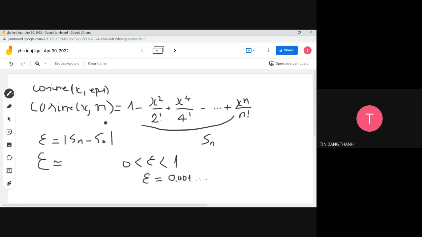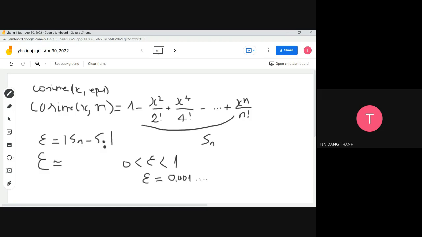Okay, but over here you have the other definition, when you enter the absolute error epsilon. It's defined by this, Sn, this expression, and the second is A0, that is the true value of cosine x. But in fact, you don't have this value.